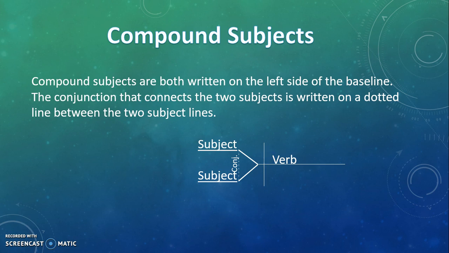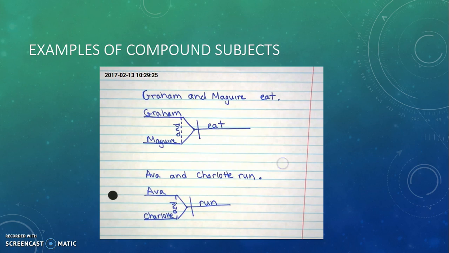Now let's talk about compound subjects and compound predicates. Compound subjects are written on the left side of the baseline, just like subjects are, and you just make two baselines, and then you connect them with this cute little dotted line for your conjunction, and your line there and your verb. So, some examples of what compound subjects would look like when you diagram them.